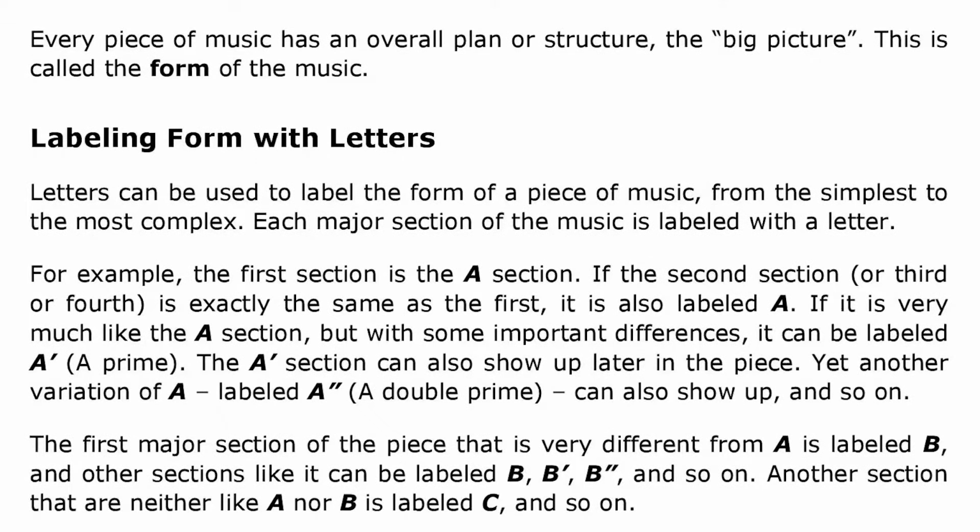If the B section has to be repeated again, but it's almost similar but slightly different, then you will see the prime sign, written as B prime. Or if it has to repeat one more time, but it's still more or less similar, you will see another sign called B double prime.